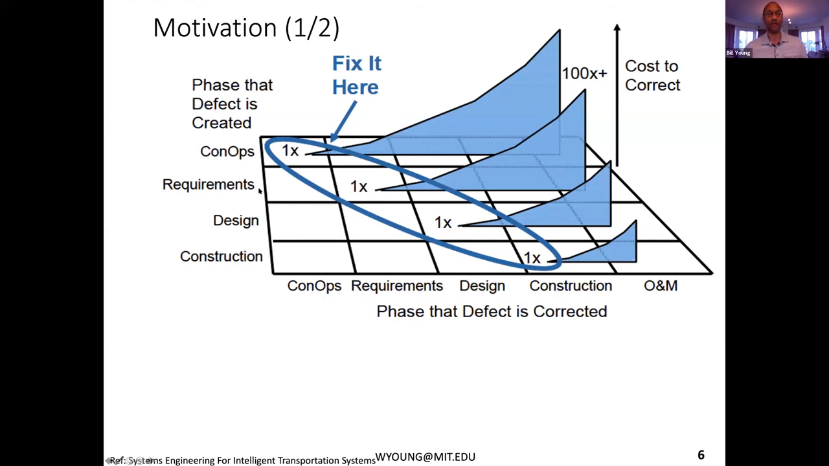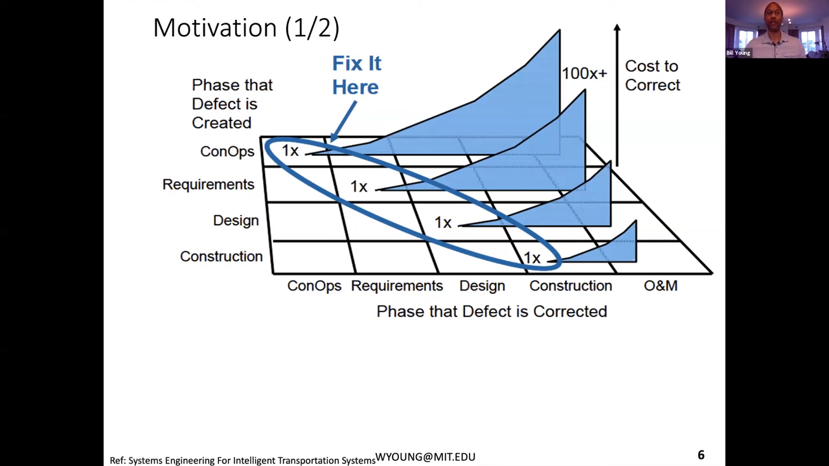Along the vertical axis, we have those same things with the exception of O&M. But we show the phase that a defect is created. Here, defect, what we're talking about is anything that is going to cause a subsequent problem. So here, what we're talking about is the difference between building the right thing or building the thing right. And so failure to do one or both of those, we're going to count as a defect.